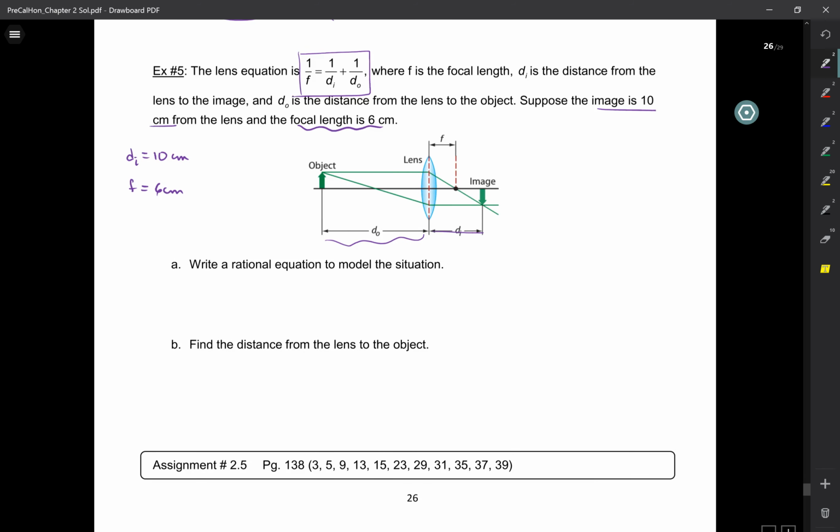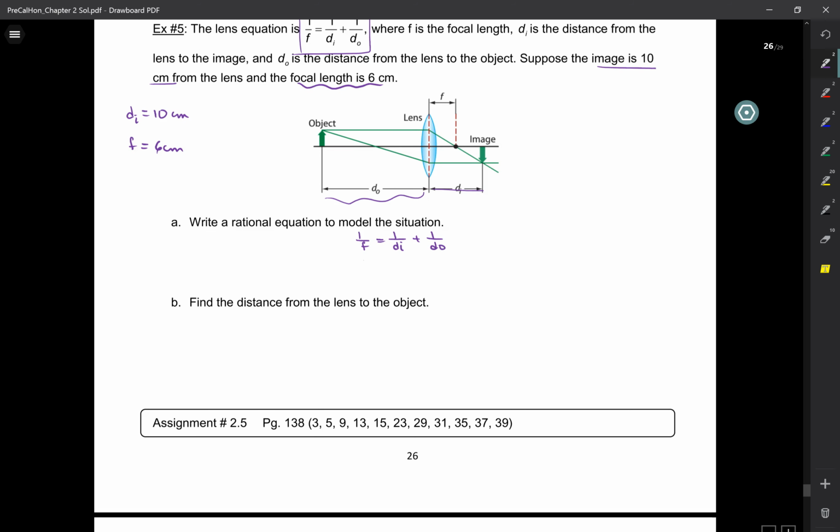It says write a rational equation to model the situation. Okay, let's write a rational equation. Well, it's 1 over f equals 1 over di plus 1 over do. It's just plugging in. 1 over 6 is equal to 1 over 10 plus 1 over do. There we go. And now it says find the distance from the lens to the object. So it's, what is do?